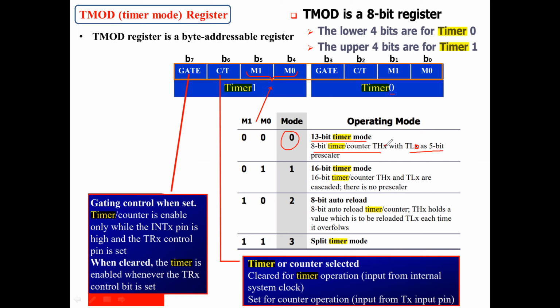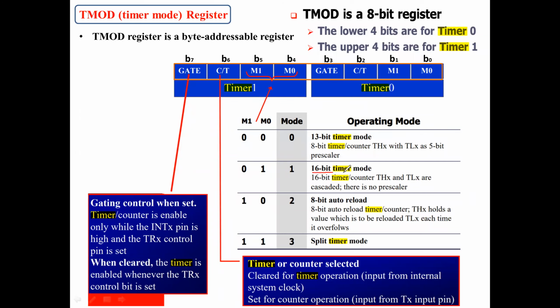Either timer 0 lower or higher. In the lower, we'll be using only 5 bits, and in the higher, 8 bits. That is, it will consider the values in these particular bits. I'll tell you that also.